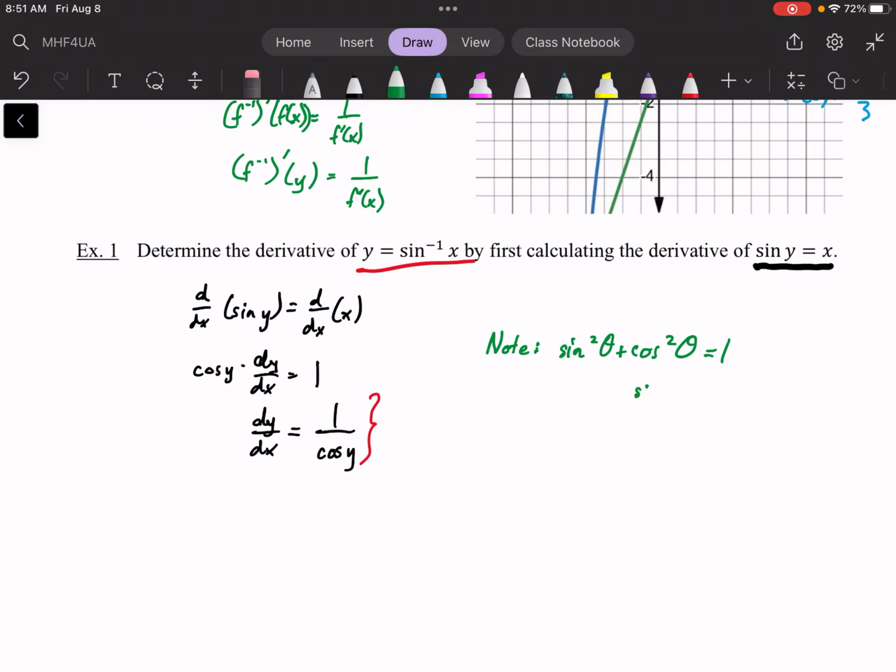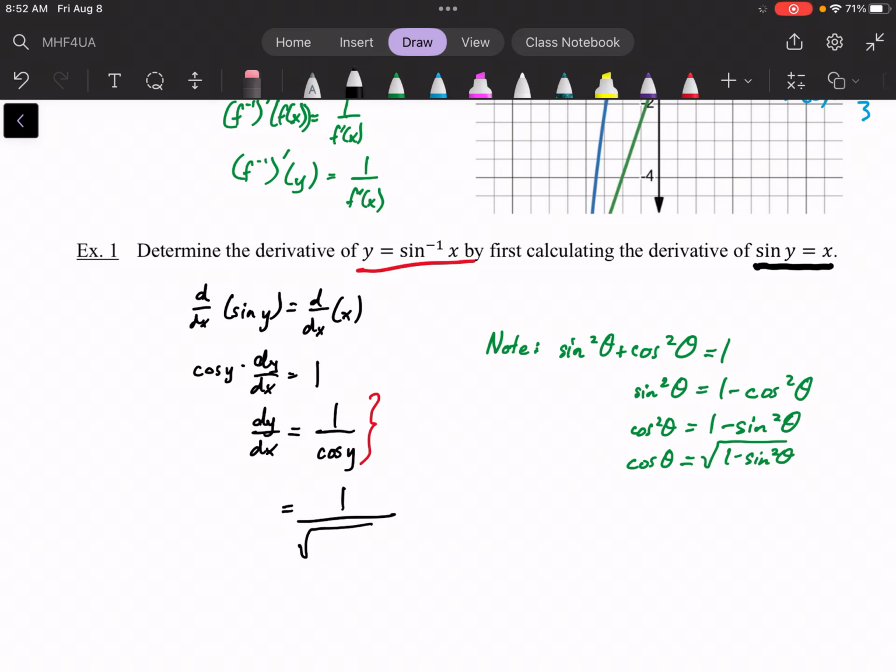So I'm going to rearrange this expression. Sine squared theta is equal to 1 minus cosine squared theta. Or you can also write it as cosine squared theta is equal to 1 minus sine squared theta. Now the second one makes more sense. So cosine theta is equal to the square root of 1 minus sine squared theta. So you'll notice cosine y, therefore, is equal to the square root of 1 minus sine squared y.